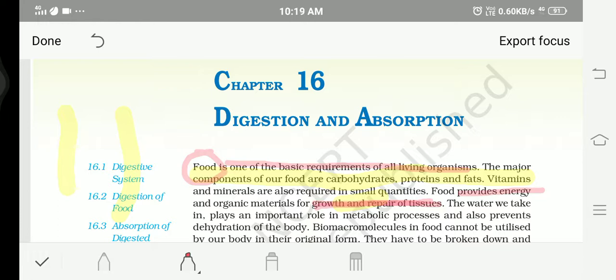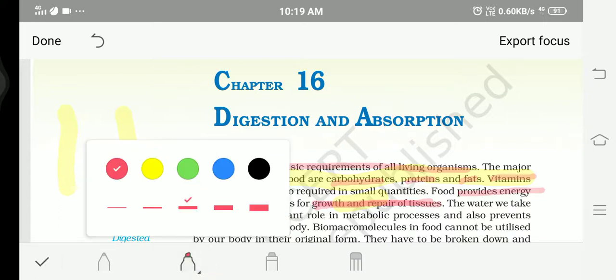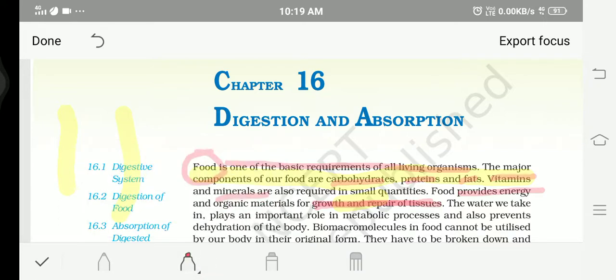The food provides the energy. The energy is present in the food in the form of three major components. One is carbohydrates, second is proteins, next is fats, along with small components like vitamins, minerals, as well as water. So the major components of food are carbohydrates, proteins and fats. A small amount of vitamins and minerals is required.